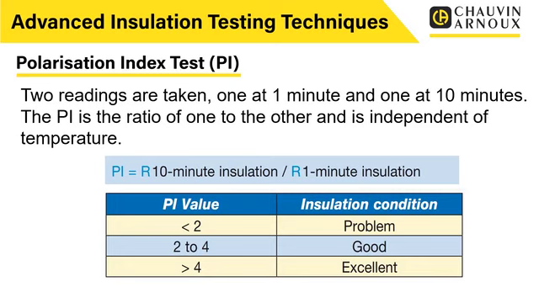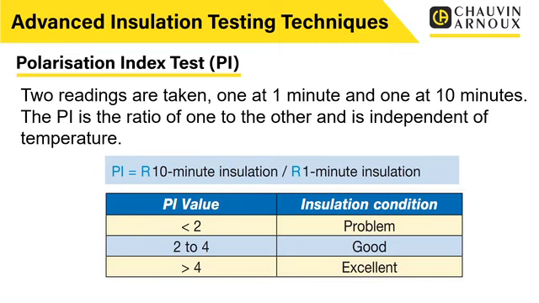So again, this is a ratio. We divide the 10-minute reading by the 1 minute reading, and that gives us a value. If we get a value of less than 2, it suggests a problem with the insulation. Anywhere between 2 and 4 is probably good insulation, and anything over 4 is excellent insulation. Now, with any of these values, it is a rough rule of thumb. It depends on the insulation, the type of equipment you're measuring, the test voltage, all sorts of things. But these do give you a good indication of what's going on.